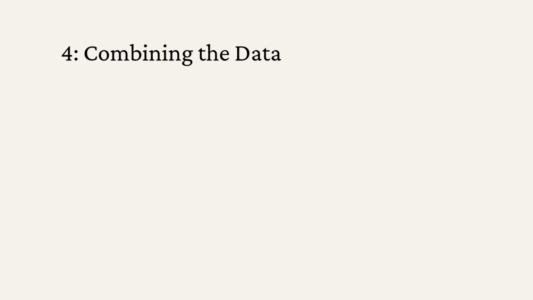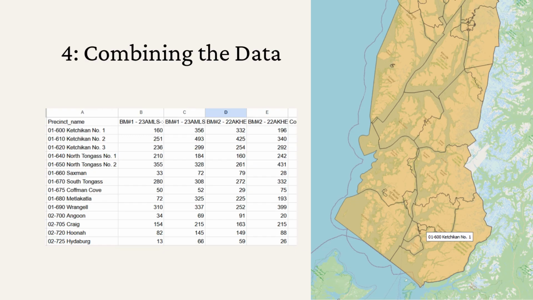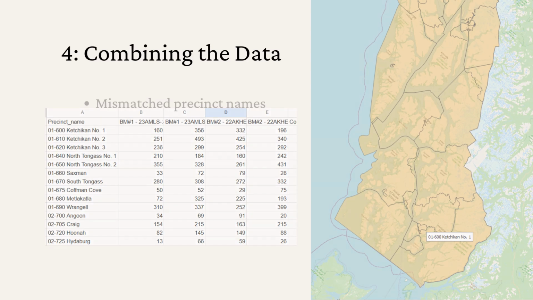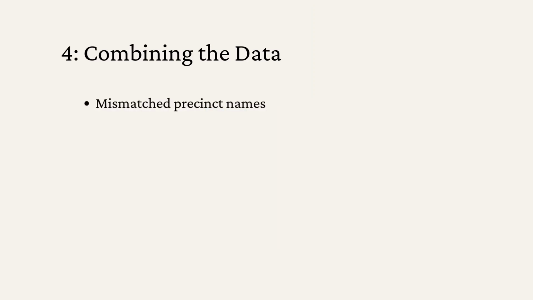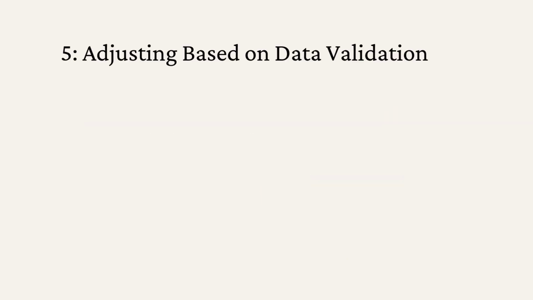Number 4. Combining the data. Once we have the precinct maps and election results in formats we can use, combining the two datasets can be tricky. Often the names of the precincts differ between the two files, so we have to manually match them, and a state can have thousands of precincts. Combining precinct maps from many counties within a state can also create small gaps or overlaps in the shapes that may need to be resolved.